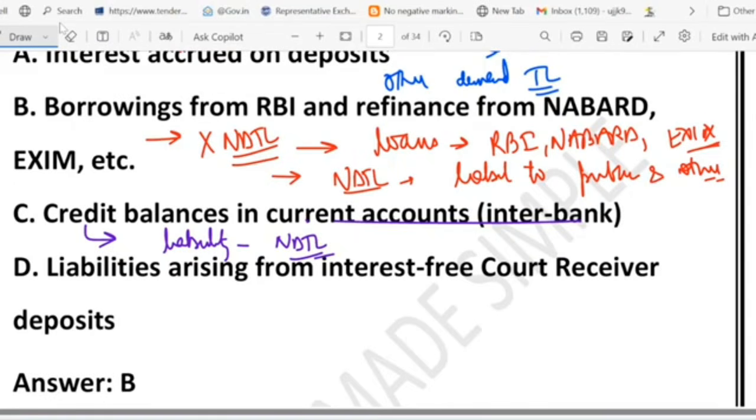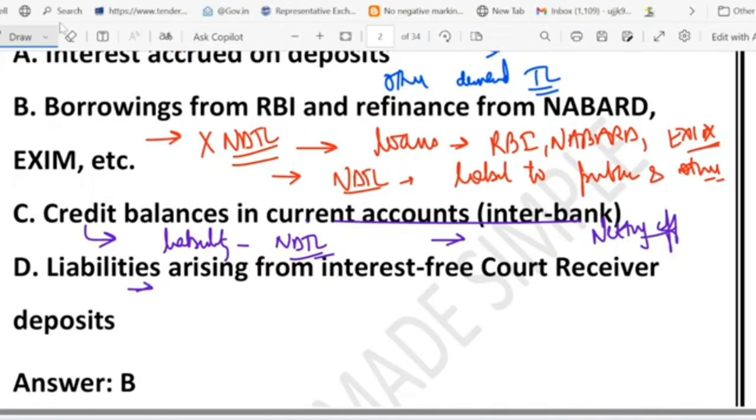So the bank adjusts it with assets held in another bank and takes the net value while calculating the NDTL. What does the bank do? The bank adjusts it with the asset held in the other bank. Obviously, bank A will have some assets held in bank B. So adjustment is done, and that is why this is excluded while calculating NDTL. In short, we can say it is included after netting off.